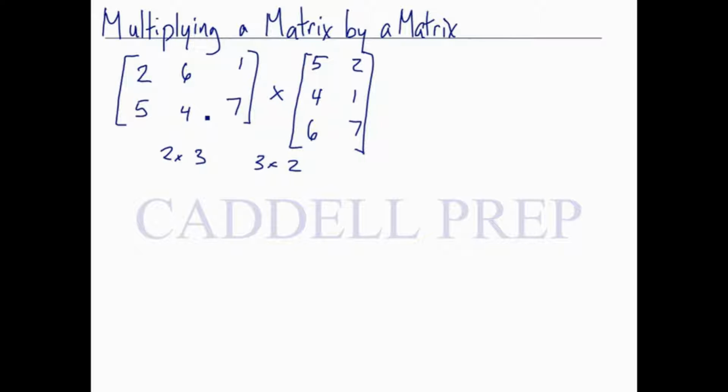These two can be multiplied together. So the thing to look at is to see if these numbers are the same. So this has 3 columns and this has 3 rows, so they can be multiplied. And the resultant is going to be whatever's left over. It's going to be a 2 by 2 matrix. So let's put what this is going to equal here.